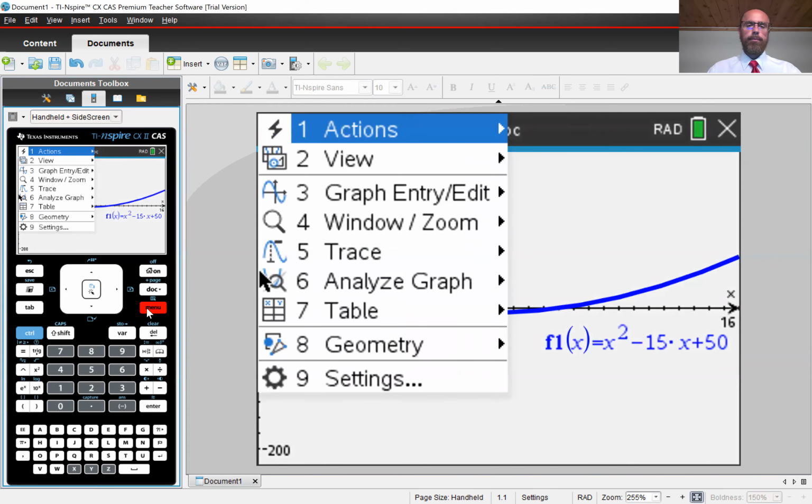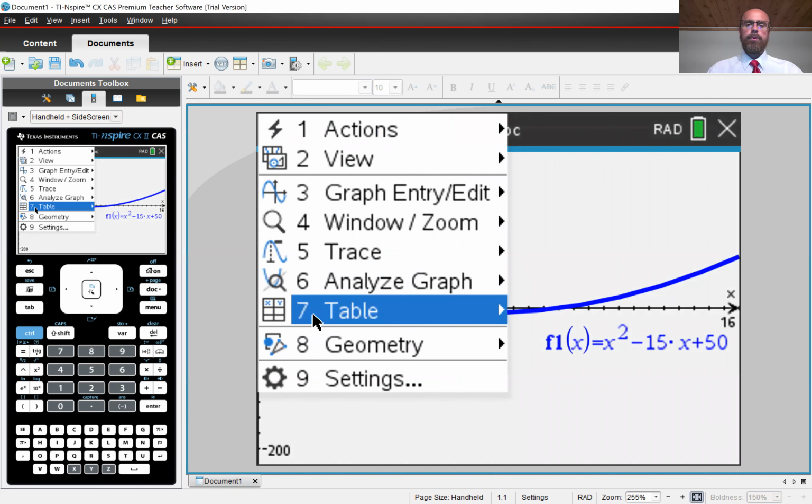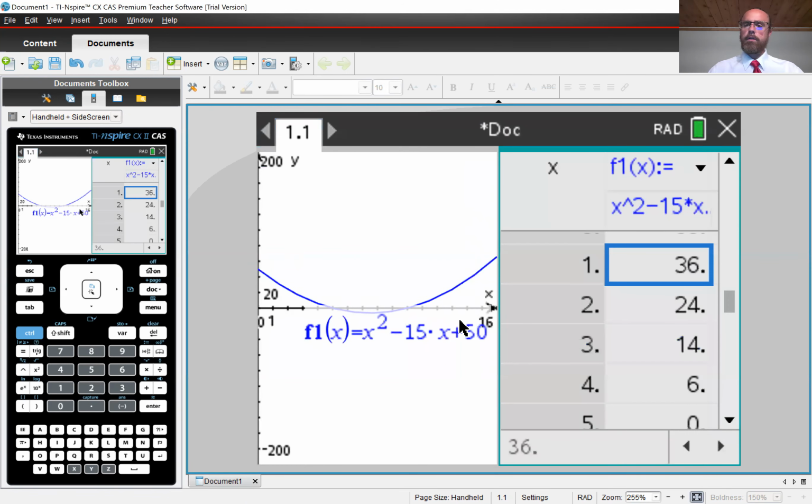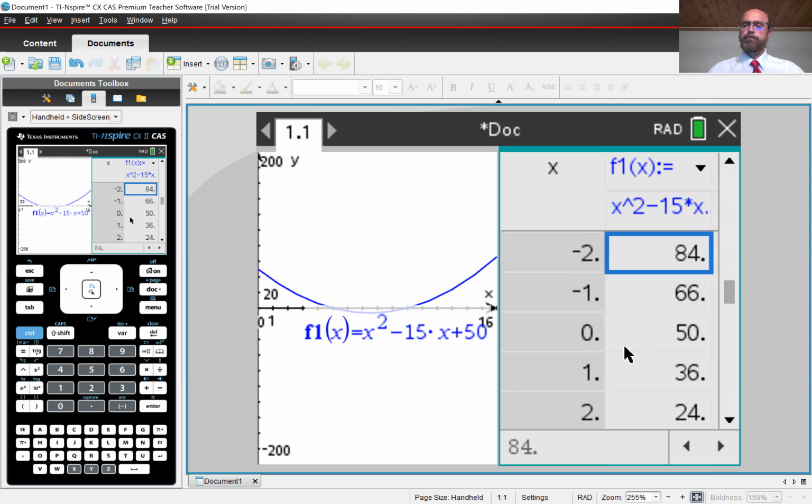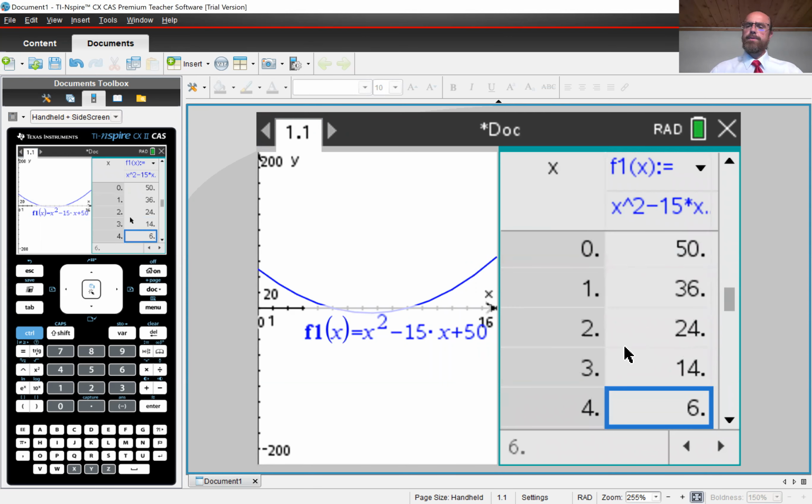So I want to get a table. So again, I'm going to menu 7, and I'll use the split screen one. And this I want to just record. So I'm starting at 0. So I see the X value at 0 is 50. 1 is 36, 2 is 24, 3 is 14, 4 is 6. So that's all descending. That's that left side.